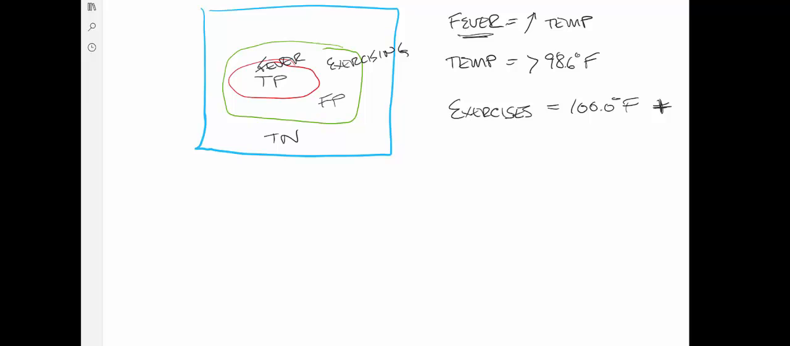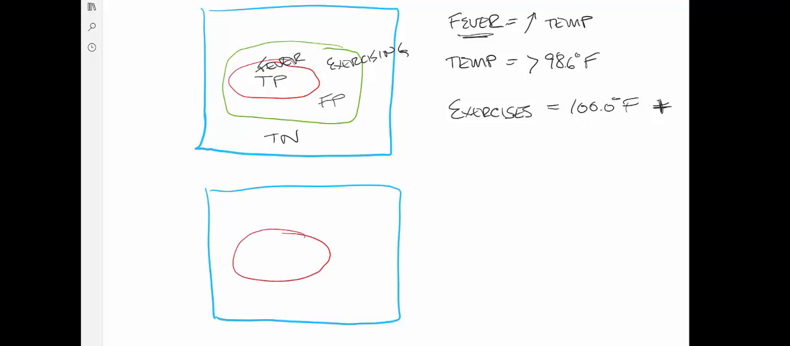Now, let's say we have a test. Here we go, all the people who have been tested. Here's that same group of people who actually have the disease, and let's say our test does this. So now our test only captures a portion of the people that have the disease. That's an interesting situation.